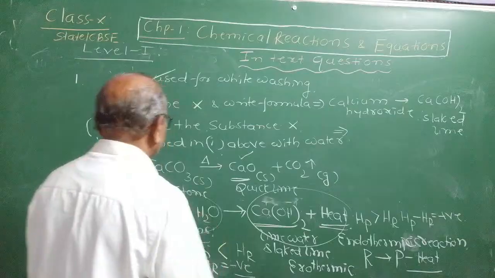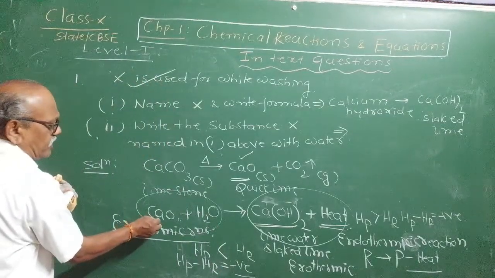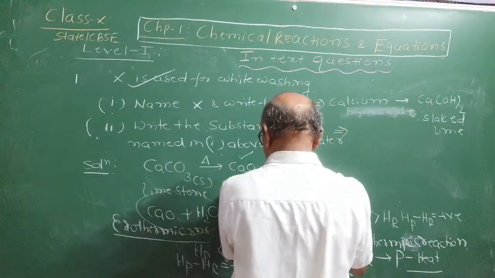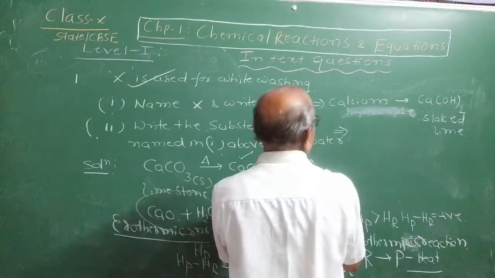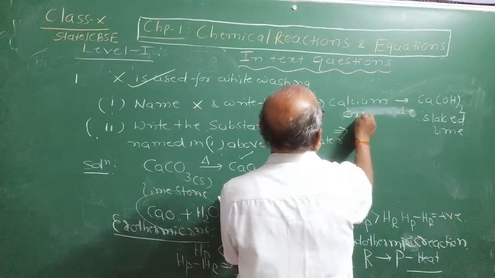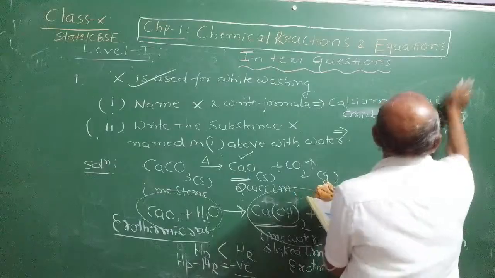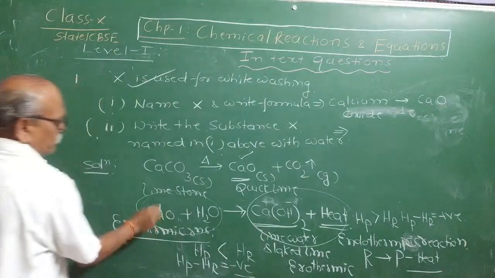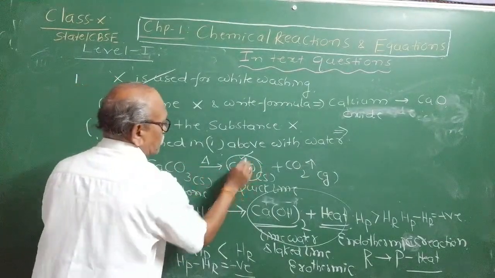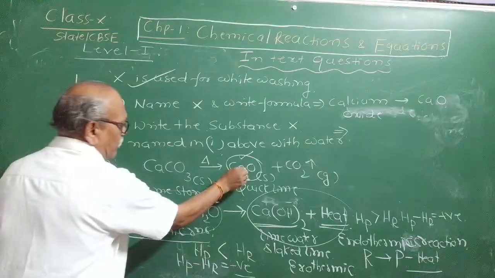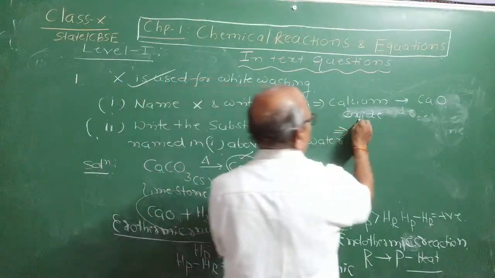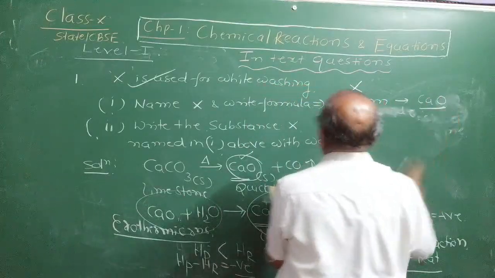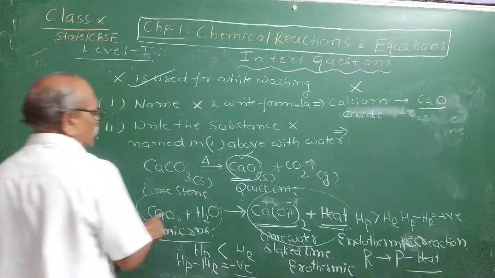A solution of a substance X. Sorry, this one is calcium oxide. Name the substance X. Name the solution of the substance X. It is calcium oxide and it is called quick lime. You can see this reaction here. Its formula is CaO. Write the reaction when it is dissolved in water.